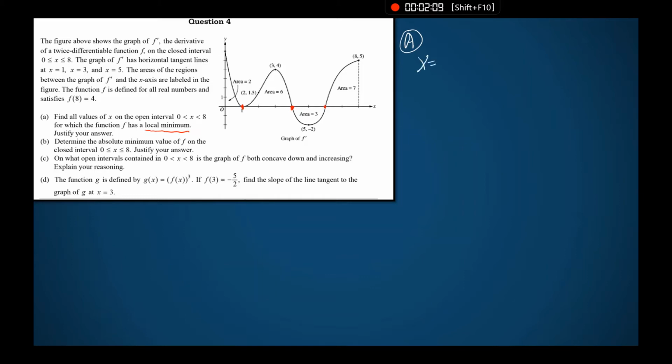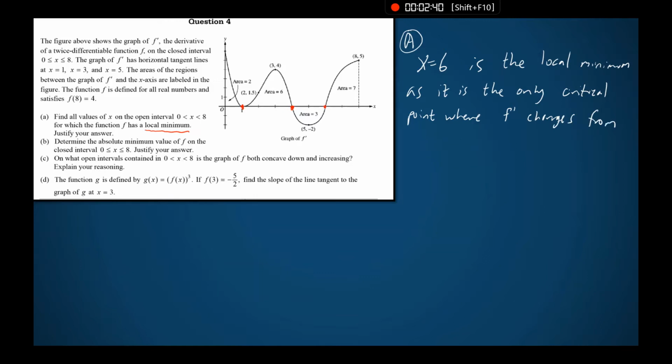So I could say x equals 6 is the local minimum, as it is the only critical point where f prime changes from positive to negative.